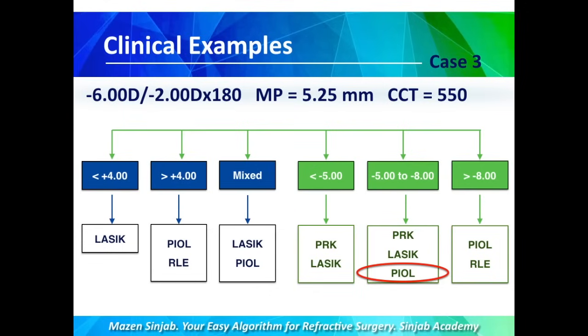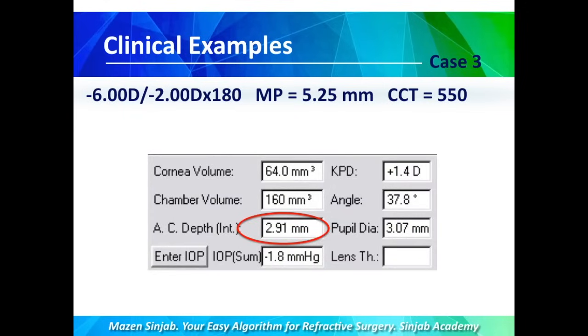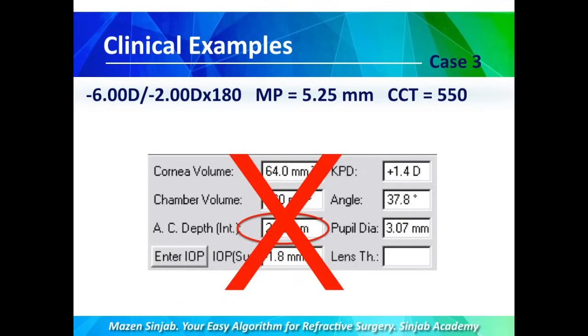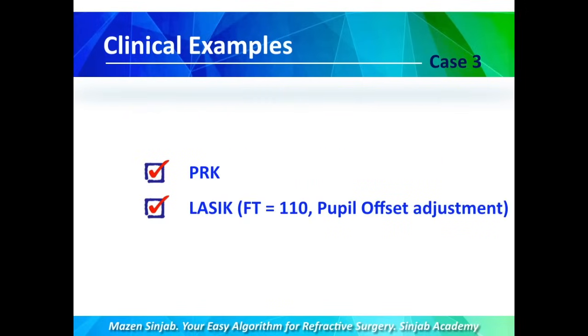For the phakic IOL option, we look at the anterior chamber depth of this patient. We will find that it is below 3 millimeters, so it is forbidden. So in case number 3, we have 2 options, PRK or LASIK, but for LASIK, the flap thickness can be 100 or 110 microns, but we have to adjust the pupil offset in order to avoid post-operative high-order aberrations, especially coma.